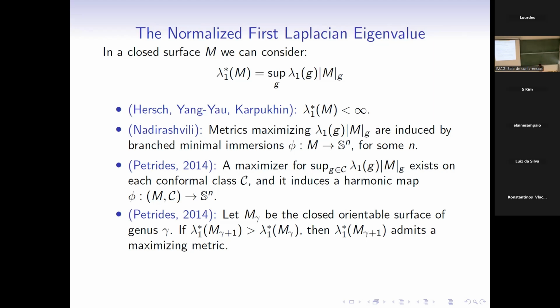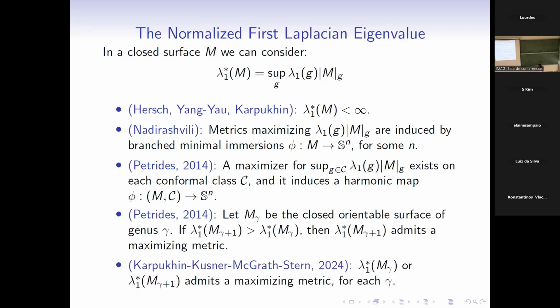But it's awesome because now we have a paper by Karpukhin, Kusner, McGrath, and Stern, where they were able to prove a kind of weaker inequality to that, but using Petridis' result, they were able to conclude that for any genus gamma, either the maximizing metric for M gamma or M gamma plus 1 exists. Okay, so we are almost there, still something to be done. Okay, now that's what we have so far for the existence.